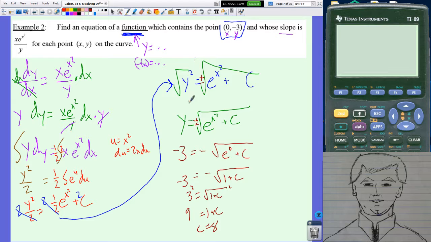So my particular solution after all of that work is going to be y equals negative square root of e to the x squared plus 8. Whoa, a lot of work.